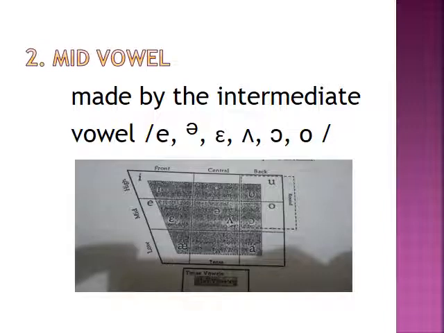On the position of middle vowel, you're going to make the sound with an intermediate vowel. It means that your mouth is relatively open and spread, and your tongue is still in the middle. So it does not go up and it does not go down.